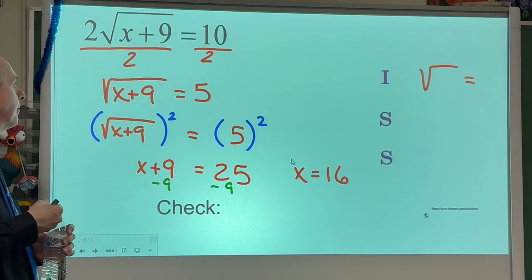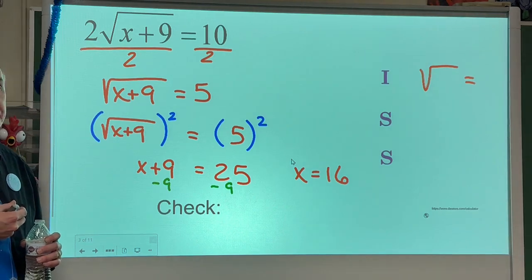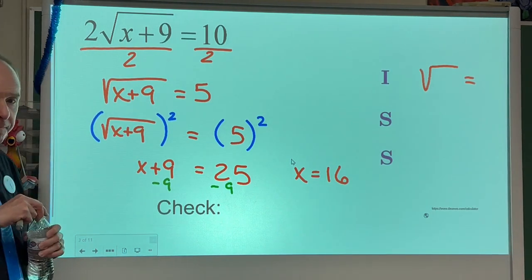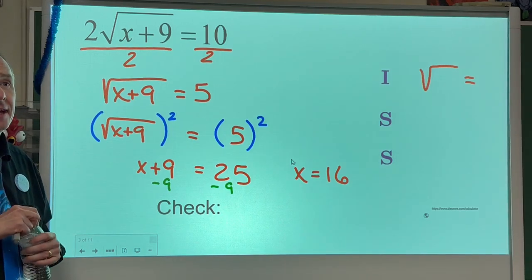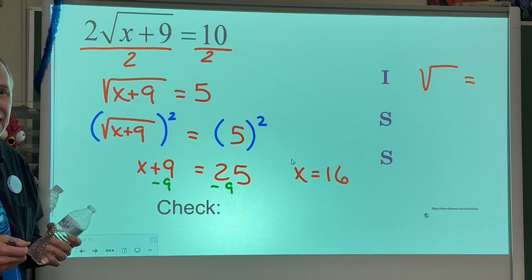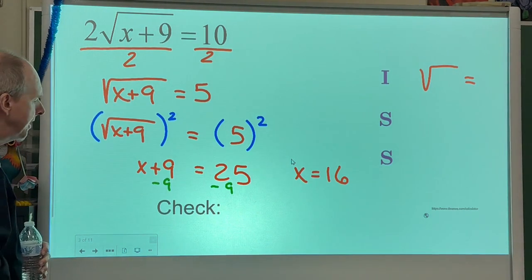When we're solving a square root or a cube root equation, there's a chance we create an answer that doesn't really solve the problem. It's kind of like you say, Mr. Brown, can I get a drink of water? And I hand you a piece of paper. Didn't really solve the problem, right? That's a possibility with these types of problems.